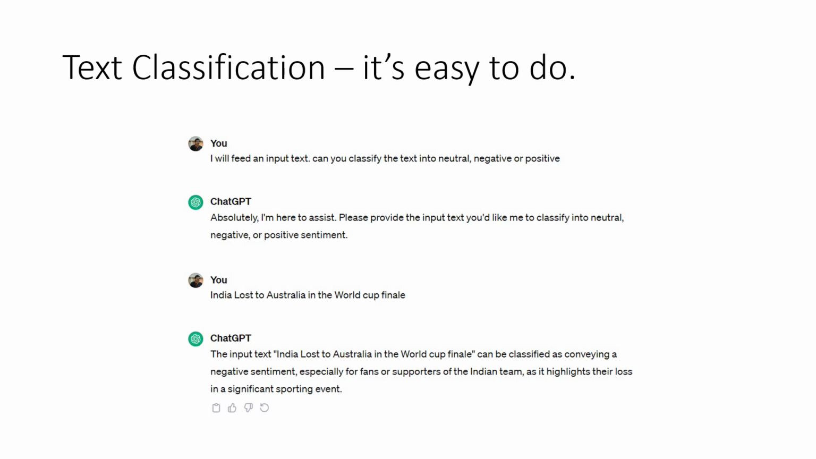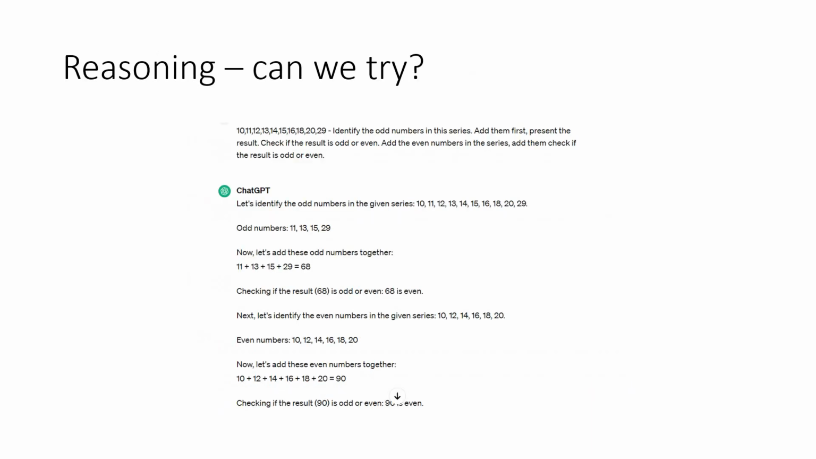Now I'll feed an input. Can you classify the text into neutral, negative, or positive? So I'm asking it, and it is saying yes, I'm here to assist, and please provide the input text that you would like to classify. Now, India lost to Australia in the World Cup finale is the input I have given, and clearly it has conveyed it as a negative sentiment, and especially for the fans or supporters of the Indian team, it is going to be very negative. So it has classified the text also very clearly.